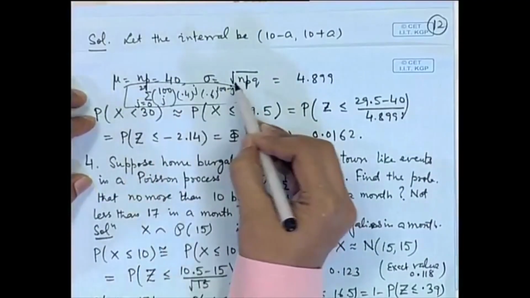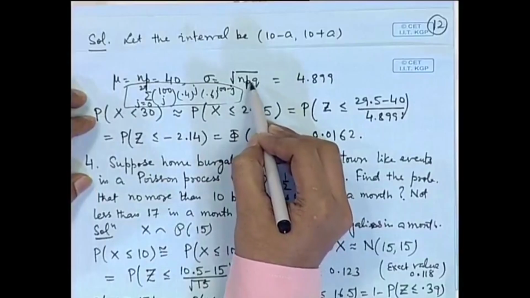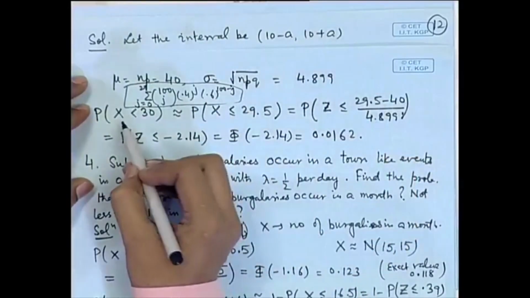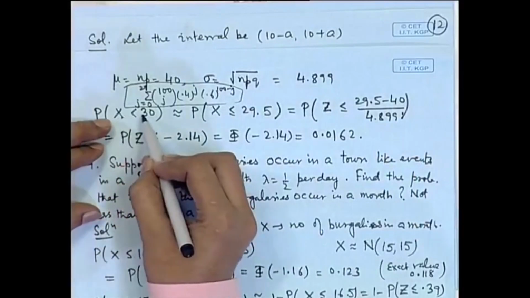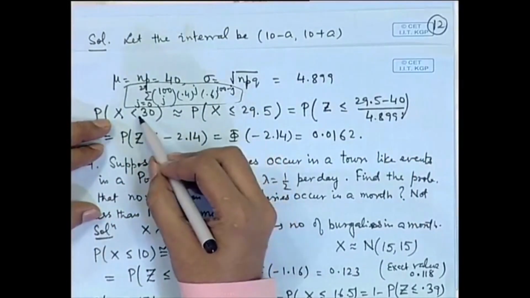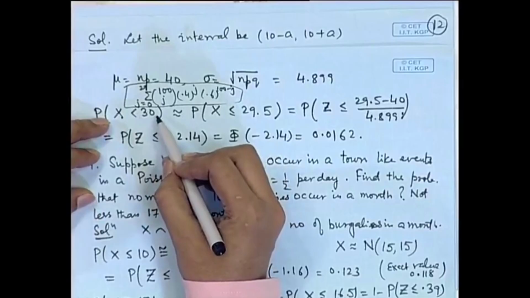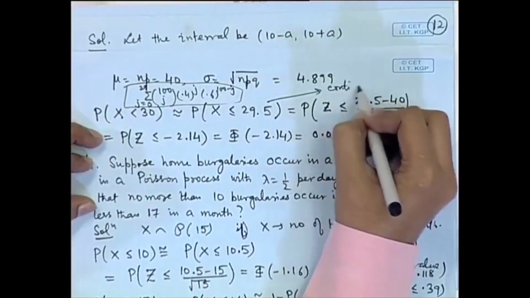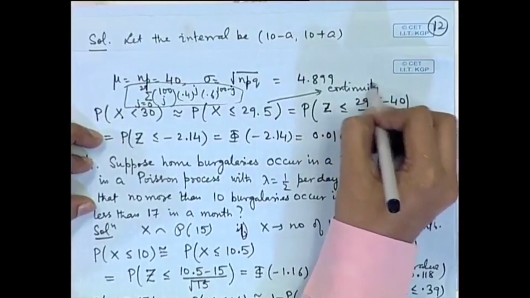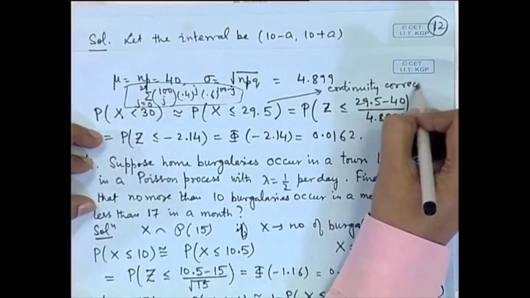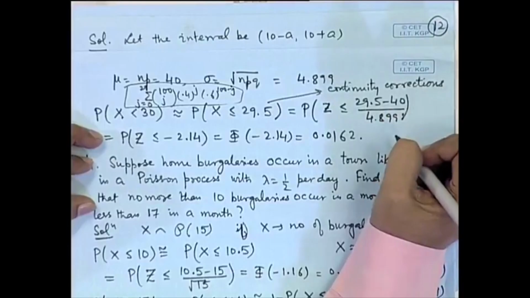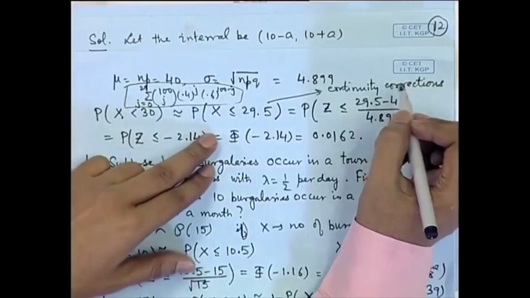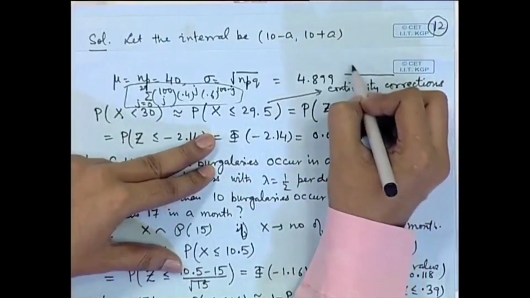So, np is 40 and npq is 24. So, square root of that is 4.89. So, probability of x less than 30. Now, here what we do, we apply so called continuity corrections. This continuity correction is required to approximate a discrete distribution with a continuous distribution.